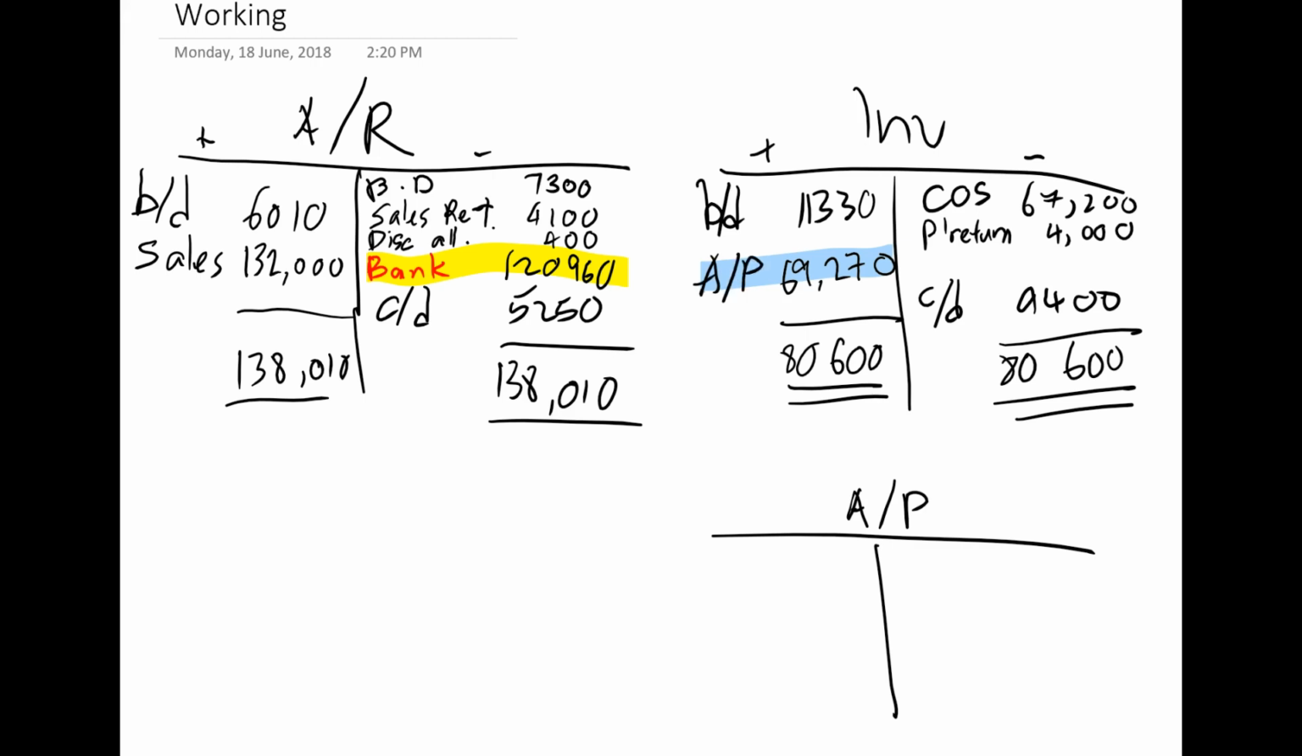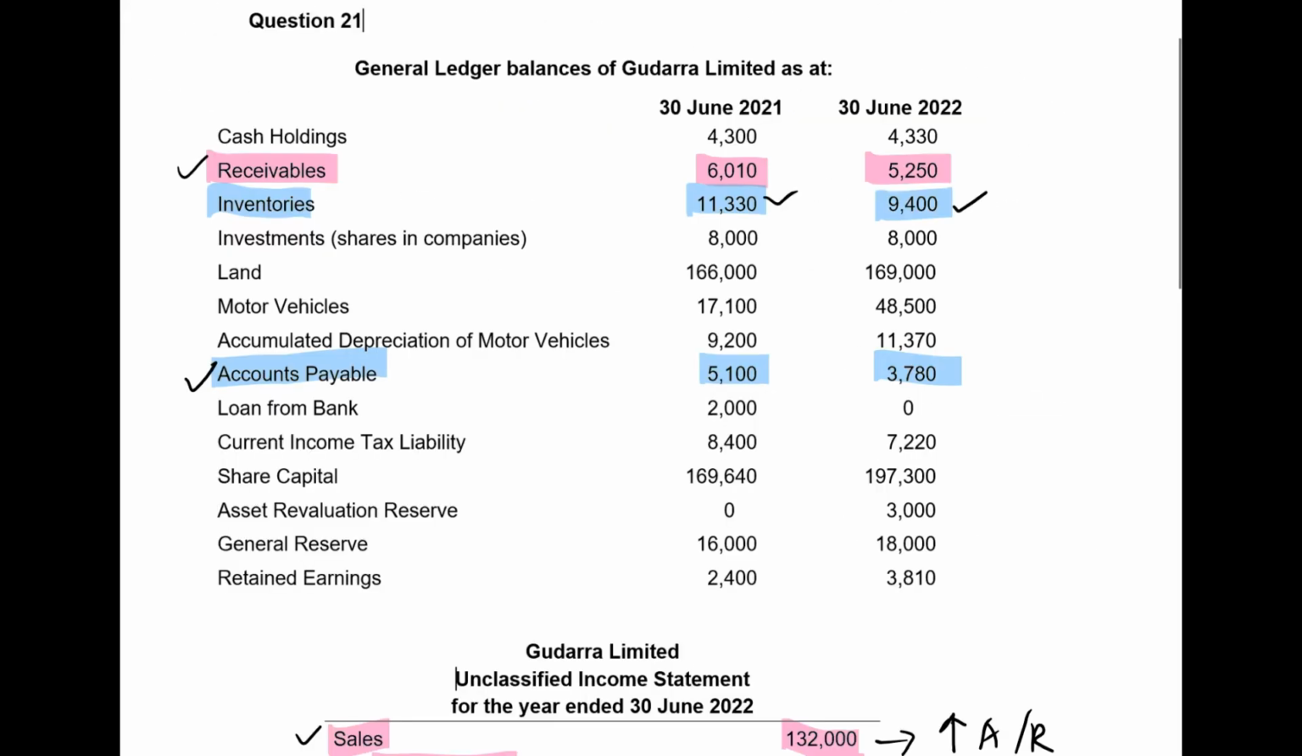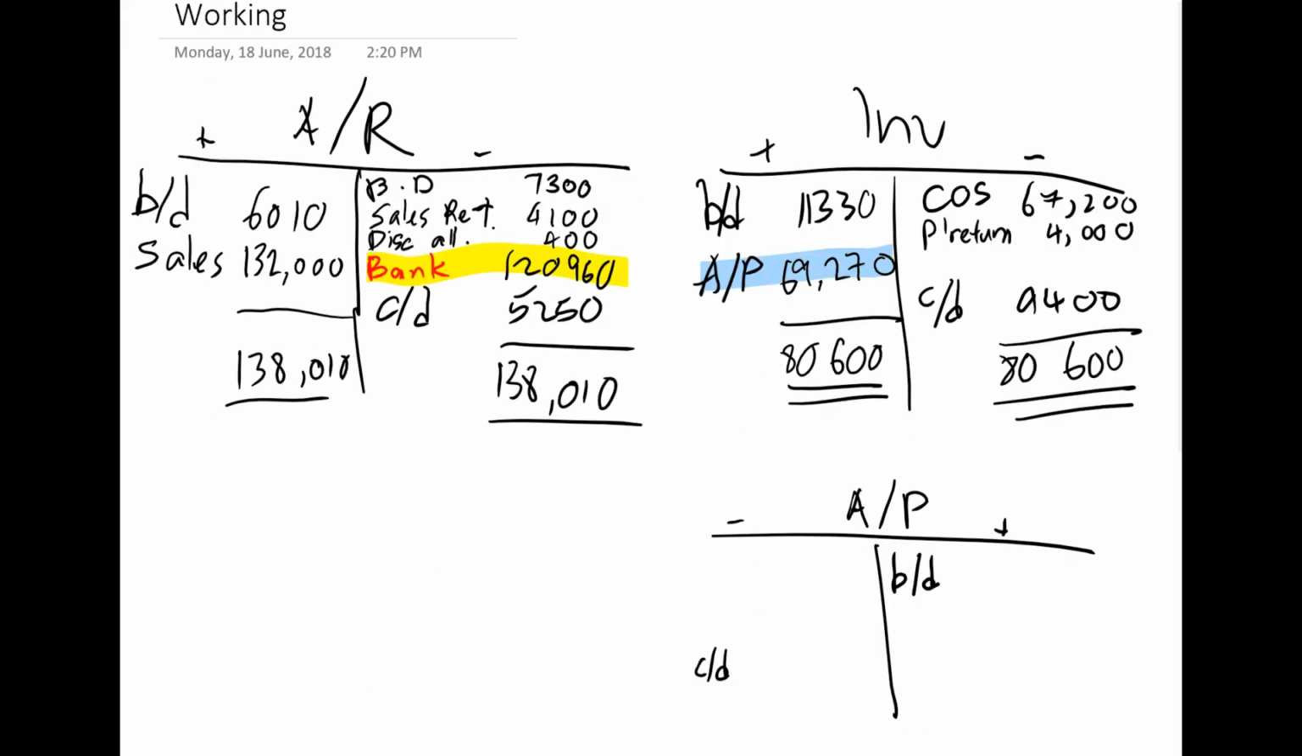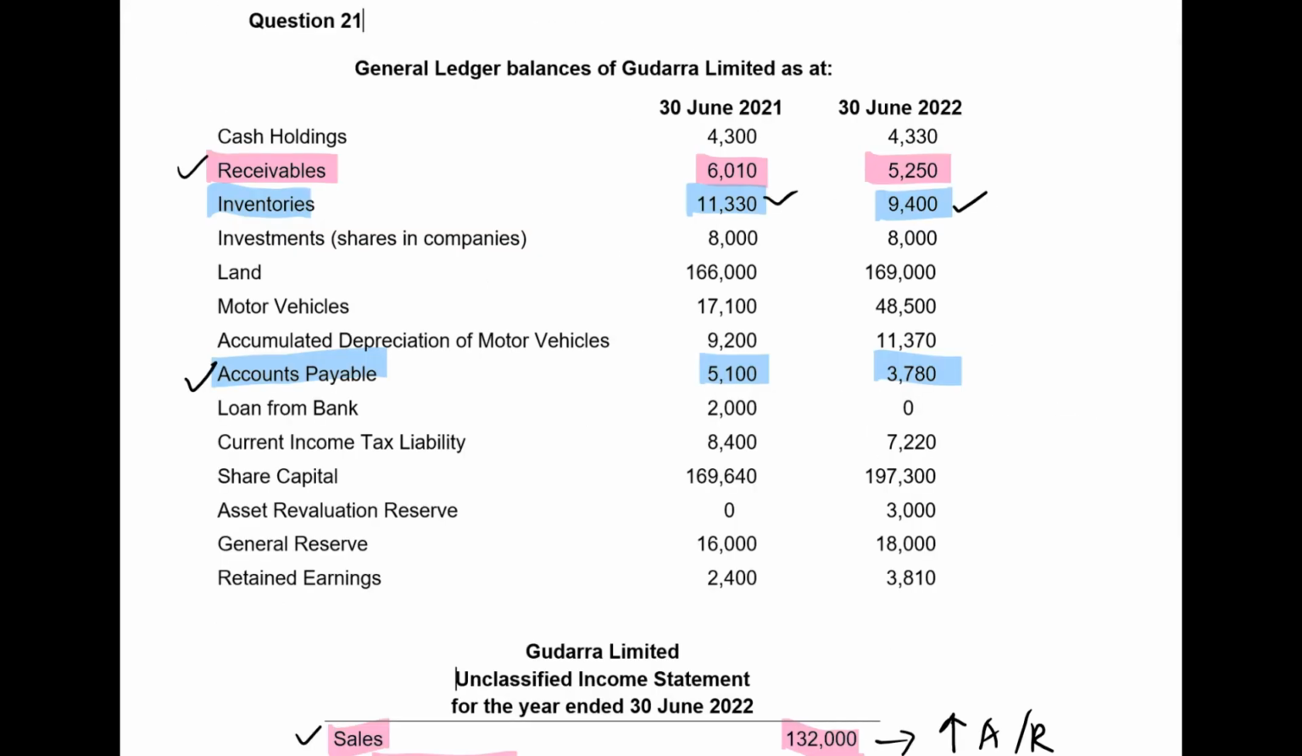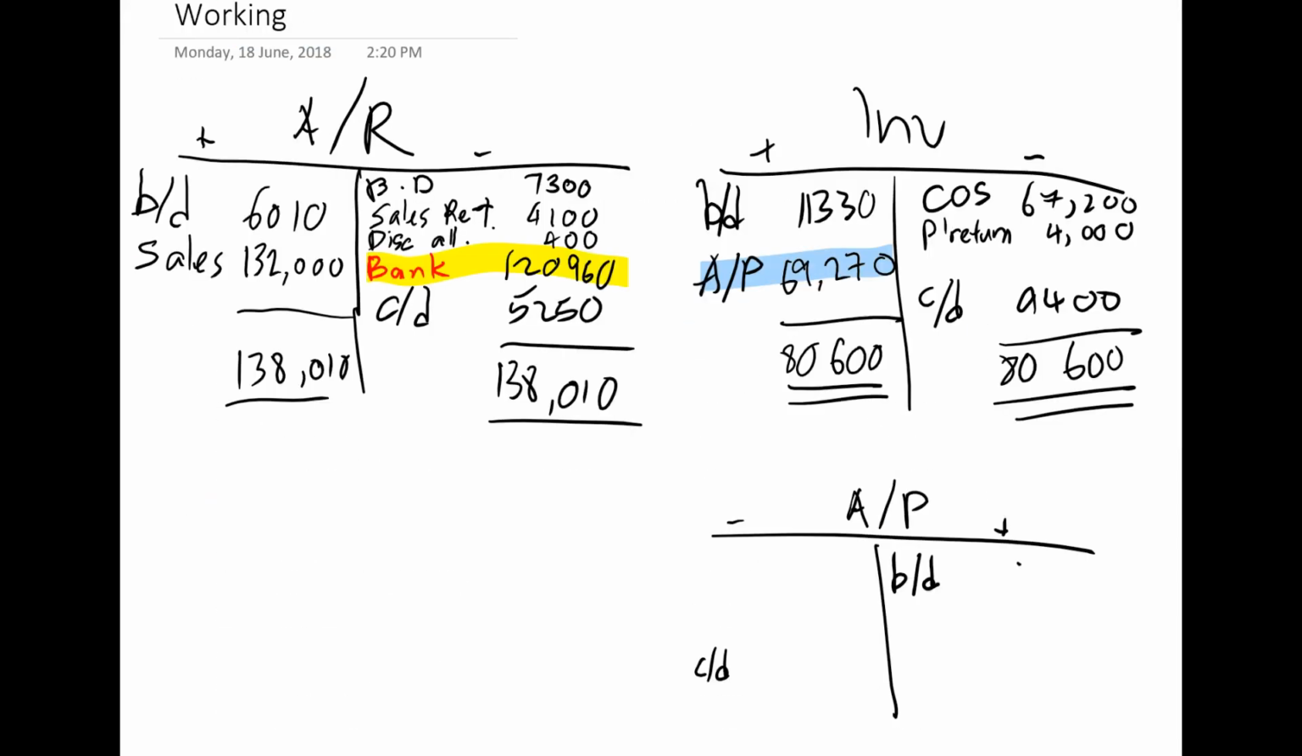For accounts payable, this is a liability. Sorry, your BD figure will be on the credit side and your CD figure will be on the debit side. So your opening balance is 5,100, closing balance is 3,780.